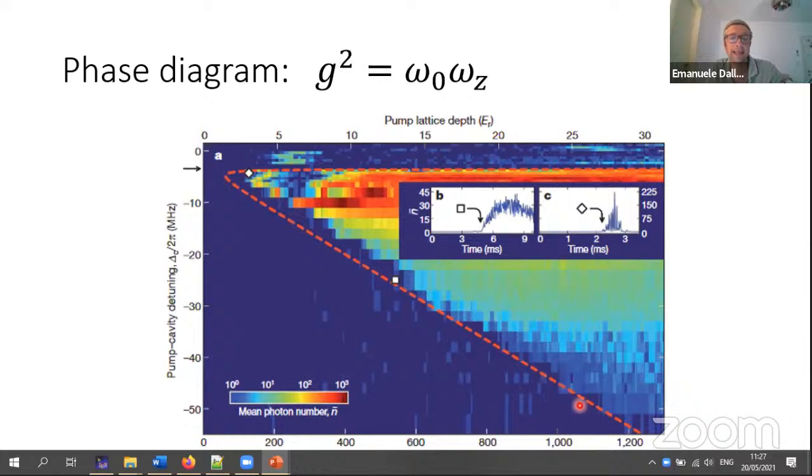And you see that there is a linear dependence between omega 0 and G0, G squared critical. This is the critical value of the intensity of the laser. So the larger the detuning is, the more pump you need to put in order to cross the phase transition. Yes, okay, this is what is shown here.